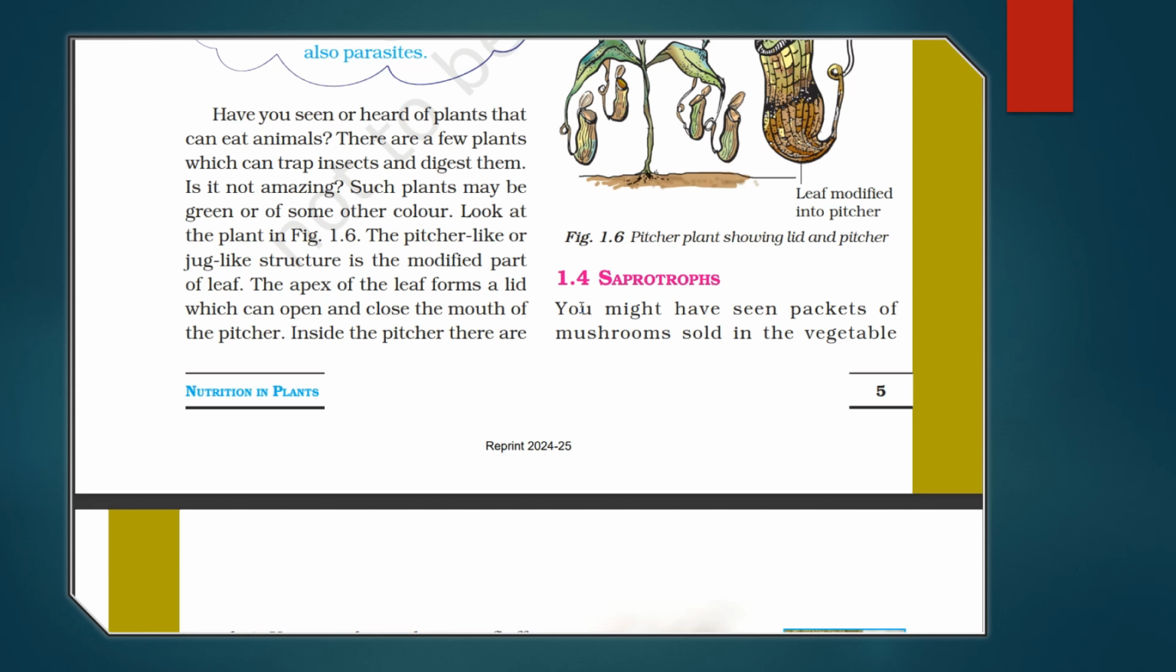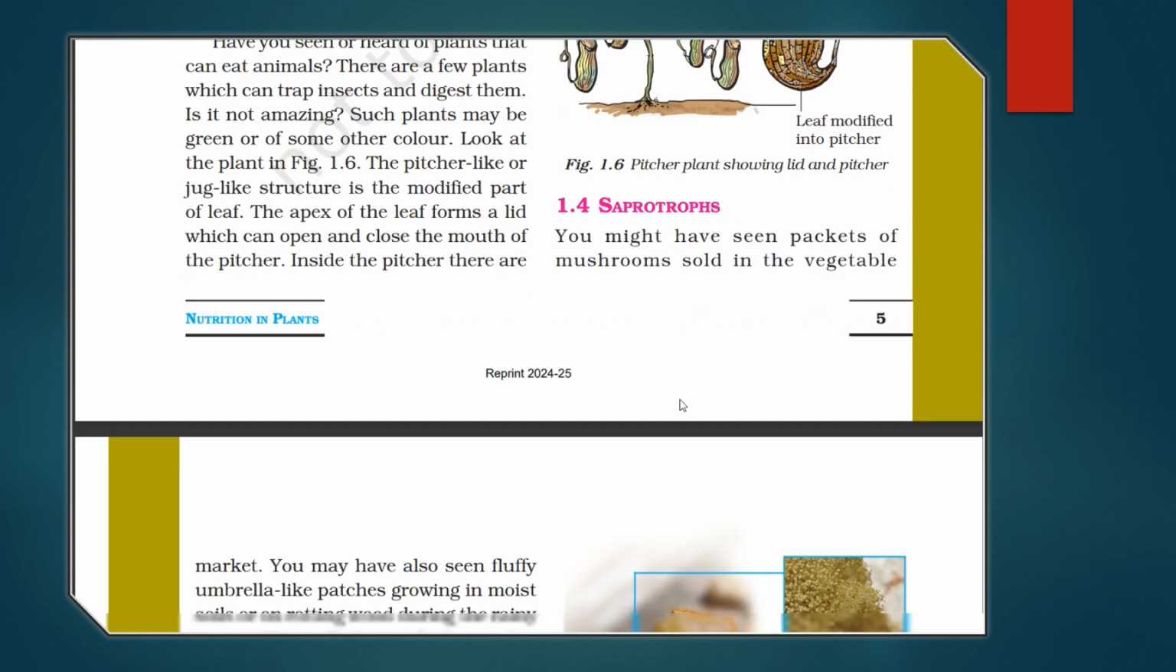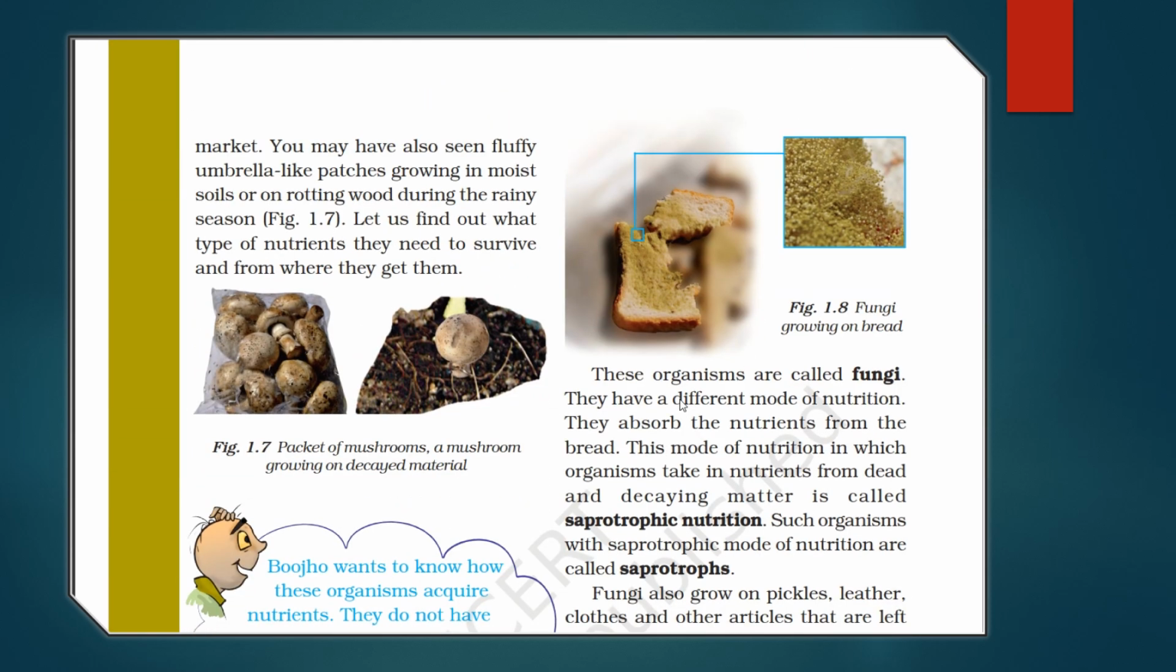So here, saprotrophs. You might have seen packets of mushrooms sold in a vegetable market. Here you can see the picture. You may have also seen fluffy umbrella-like patches growing in moist soils or on rotting wood during the rainy season. If you have time, you can observe right now also, because right now is the monsoon season, so you can observe all these types of mushrooms in your area. So let us find out what type of nutrients they need to survive and from where they get them.